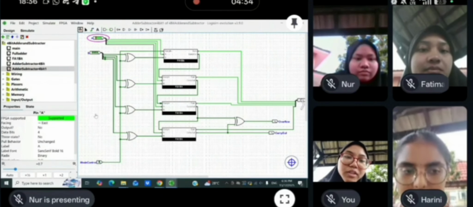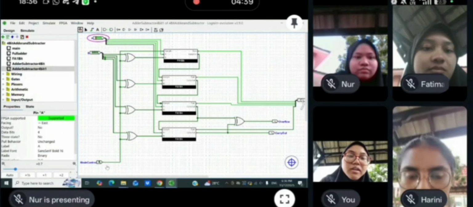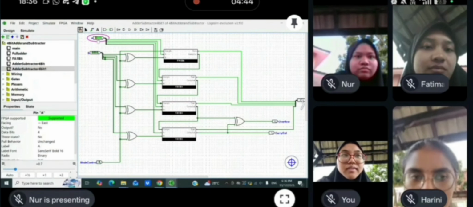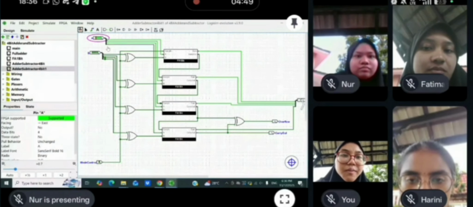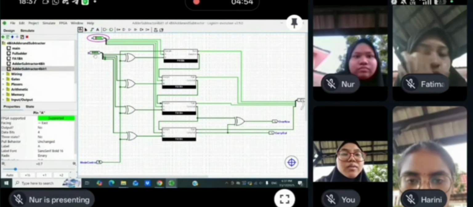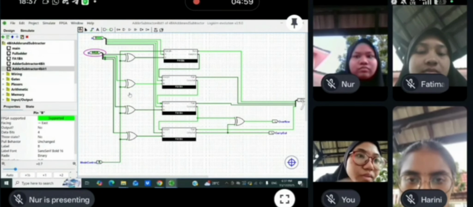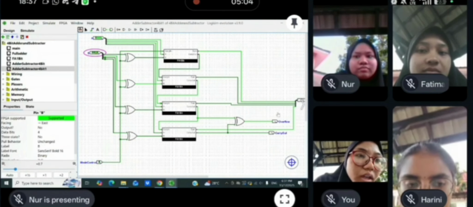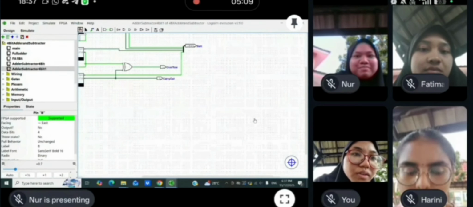So, when the mode control is 0, it will act as addition. For example, when the A input is 0, 1, 1, 1, in decimal 7, and B in binary is 0, 0, 1, 0, in decimal 2. It will sum up to 1, 0, 0, 1, and it will have an overflow of 1, and the carry out will be 0.